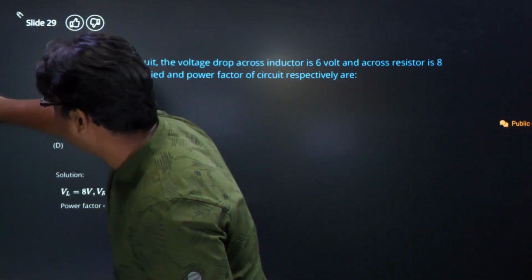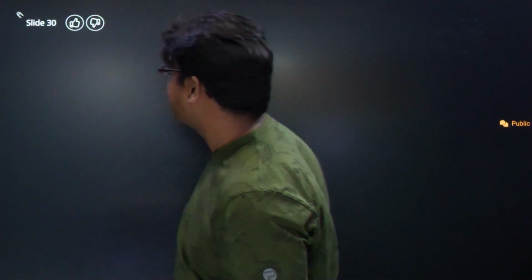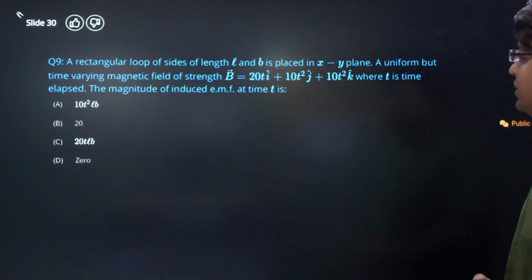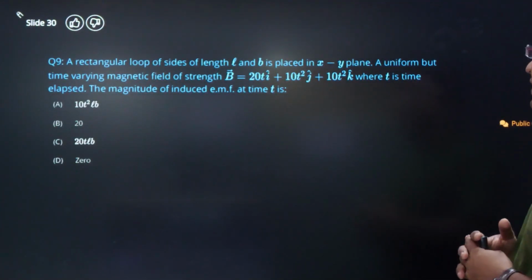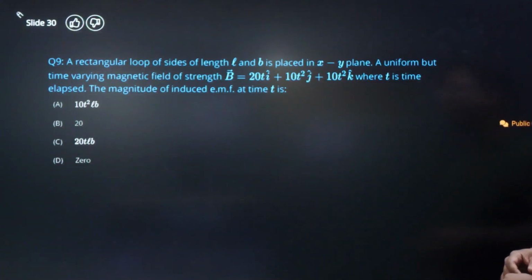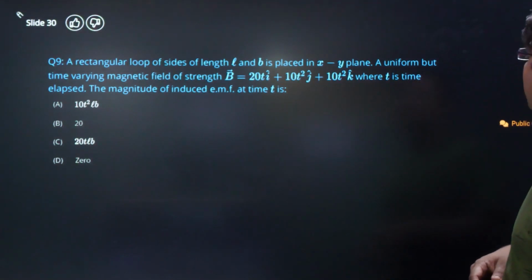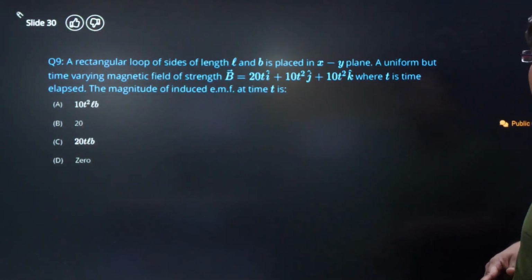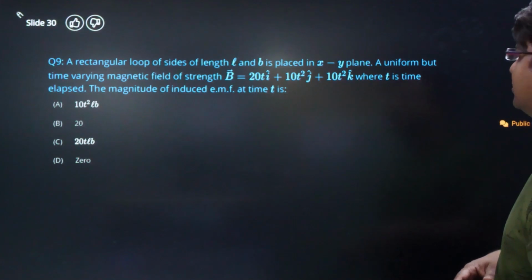Okay, so that was question number 8. Now we'll go to question number 9. So what does this question say? A rectangular loop of sides of length L and B is placed in the XY plane. A uniform but time varying magnetic field of strength this much. Find the magnitude of the induced EMF.